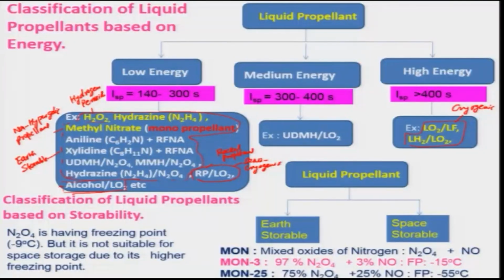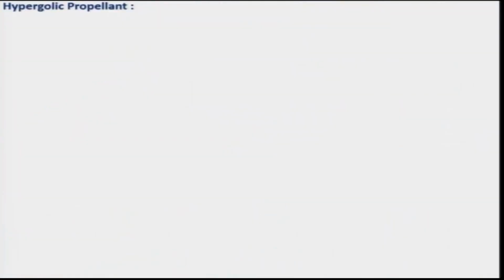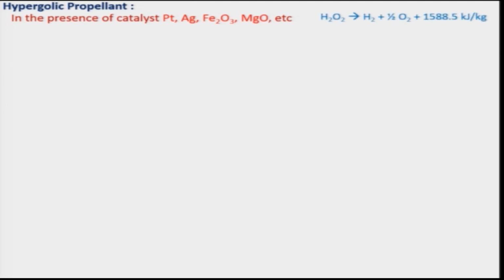Therefore, one can really manage with this, and keep in mind that this is a very important thing one has to consider to classify the liquid propellant. For hypergolic propellant, in the presence of a catalyst, platinum, silver, ferric oxide, magnesium oxide, there are several catalysts one can use, and it can decompose hydrogen peroxide into water and oxygen, releasing a certain amount of heat energy.